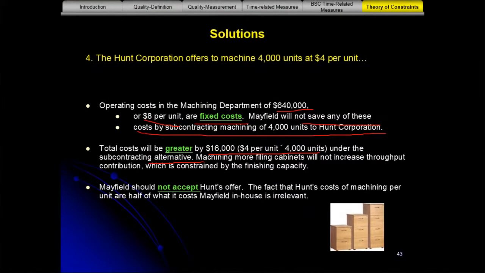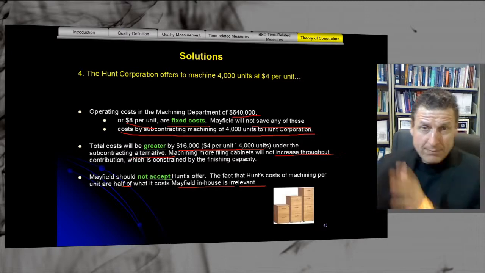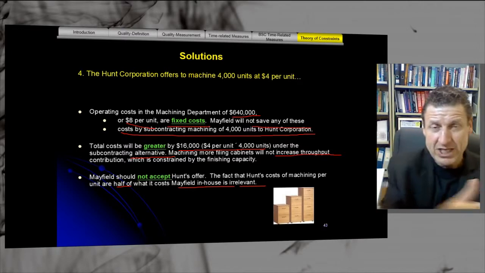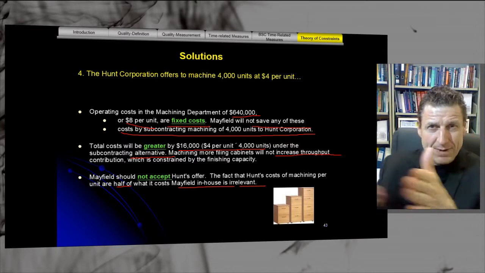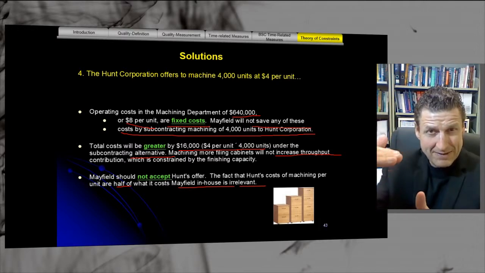Okay? So Mayfield should not accept Hunt's offer. The fact that Hunt's costs of machining per unit are half of what it costs Mayfield in-house is irrelevant. Machining more filing cabinets will not increase throughput. Machining, finishing, machining, finishing. It's got to go all the way through. It can't just stop at machining and pile up as inventory. That's the objective function here.